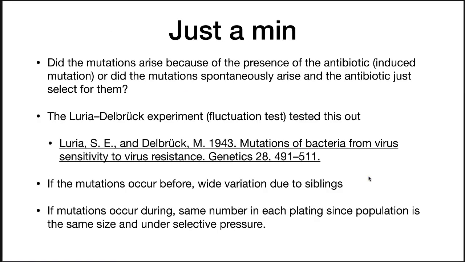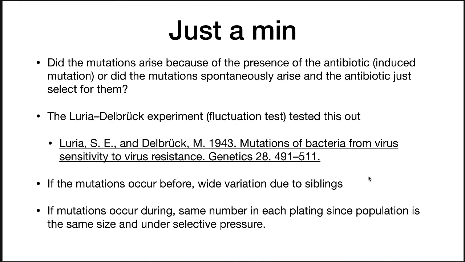Now, I want to take a little tangent and talk about what actually has happened there, because this is a common misconception that students have. Did the mutations arise because of the presence of the antibiotic? In other words, were they induced, or did these mutations spontaneously arise while the culture was being grown up in the test tube and the antibiotic just selects for them? This is a classic question that they had back in the middle of the 20th century, and it was answered by an ingenious experiment by Salvador Luria and Max Delbrück.